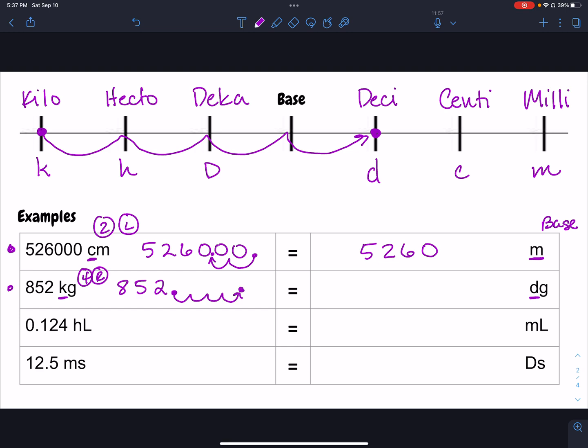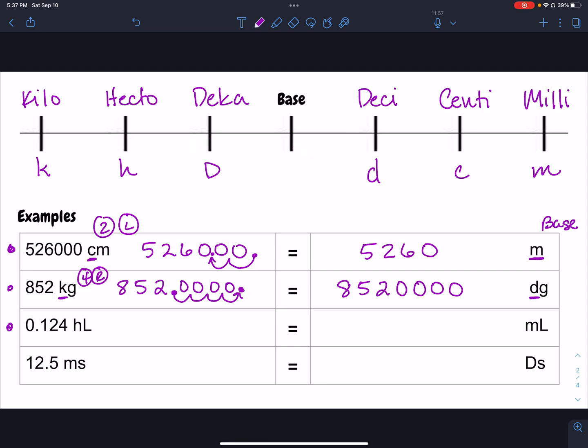All right, now I've got this gap here, and this is where adding in zeros comes in. So I'm going to fill each of those hops with a 0. It's going to look like this. So when I rewrite my number, I'm going to have 8, 5, 2, 0, 0, 0, 0. All right, so 852 kilograms is equal to 8,520,000 decigrams.